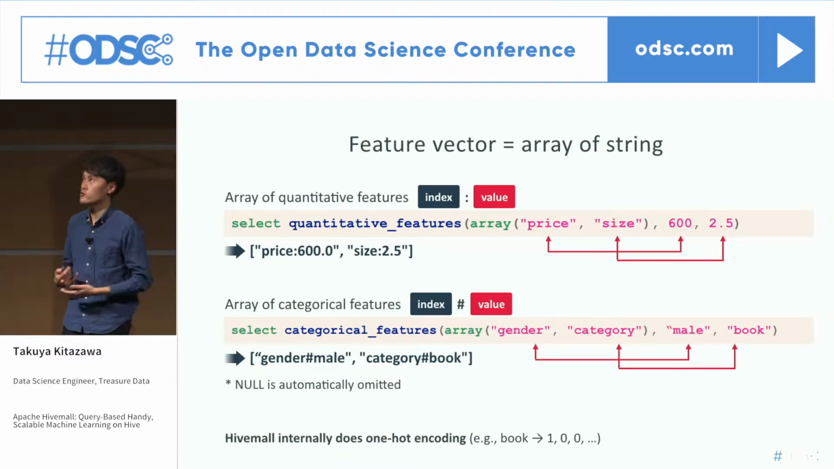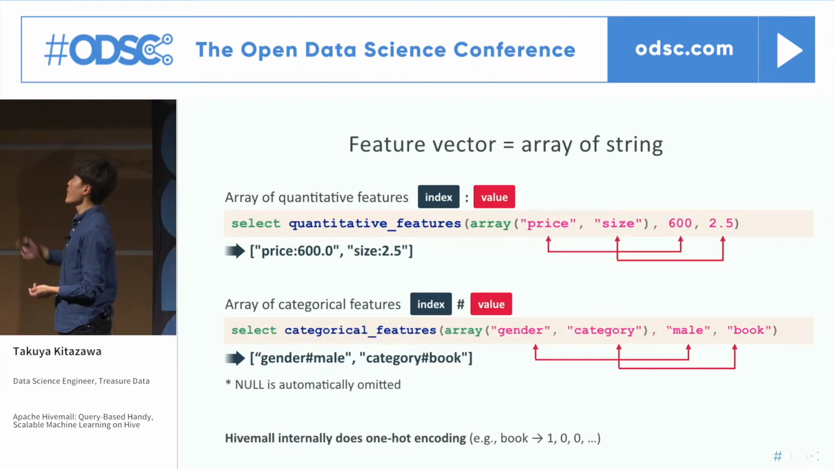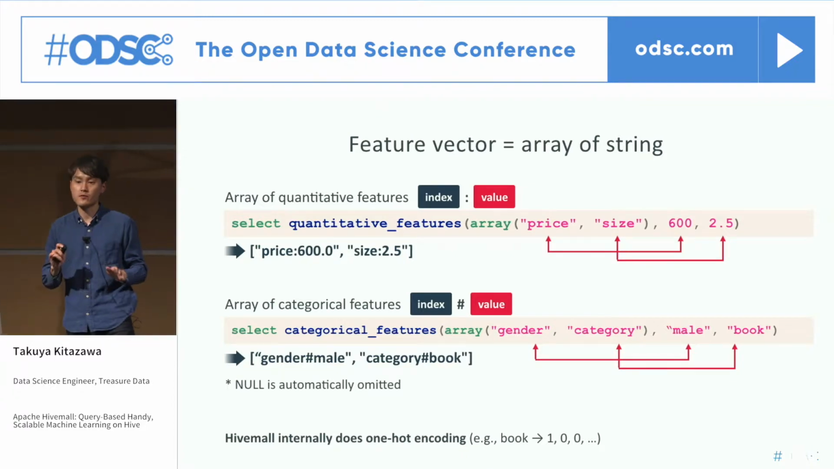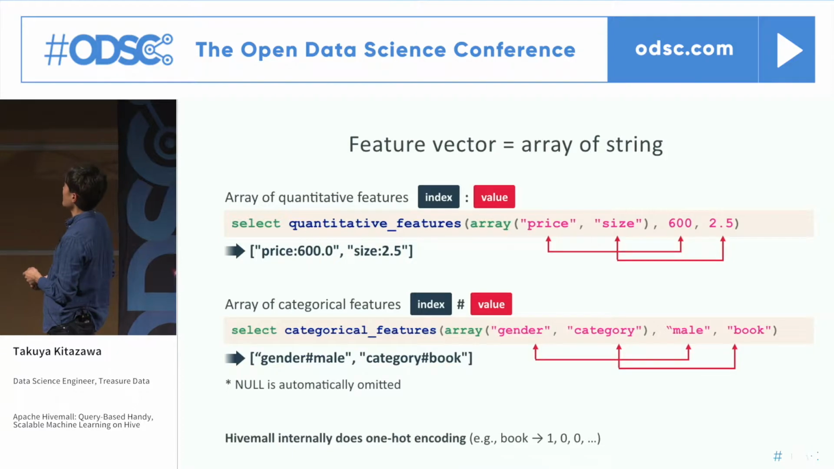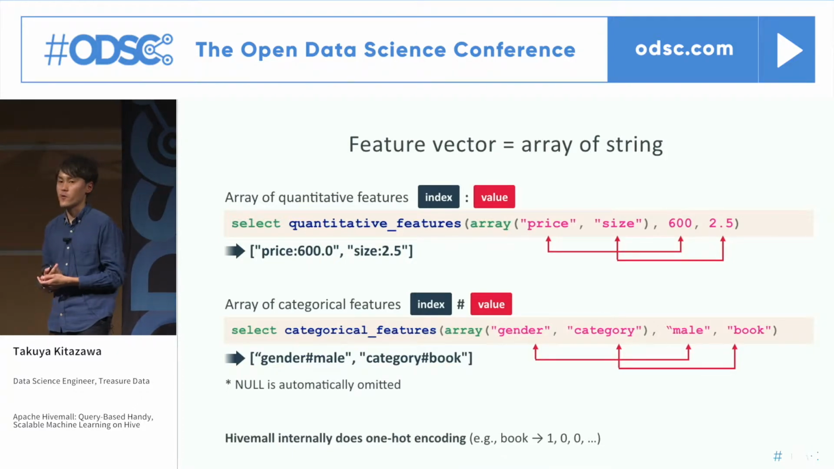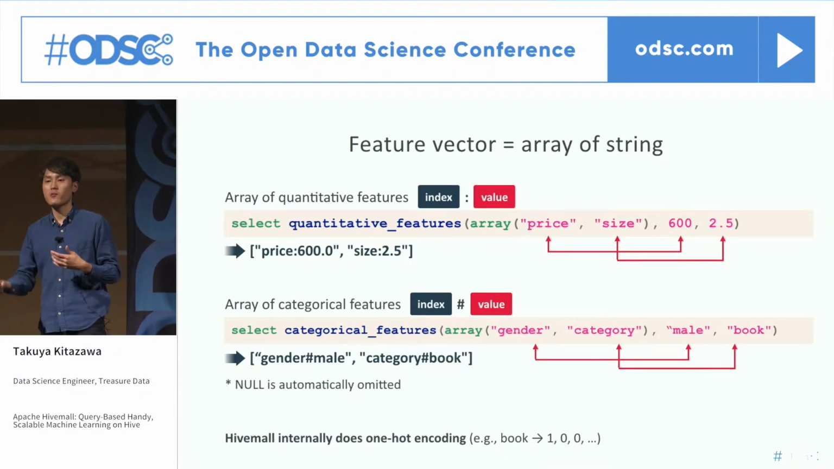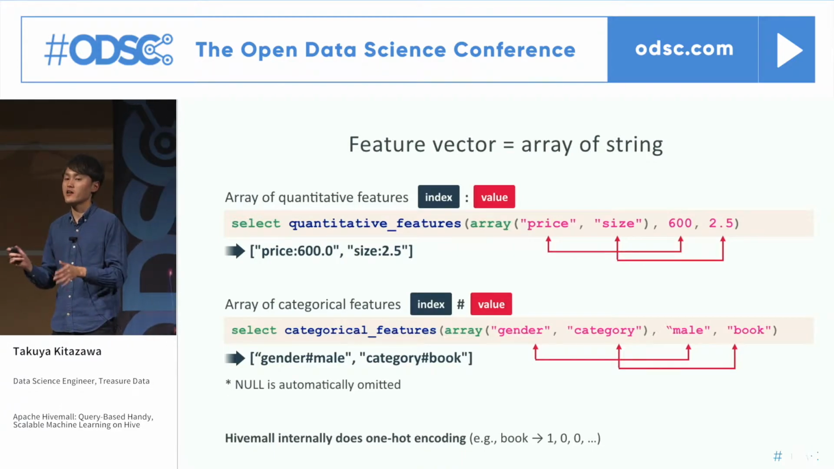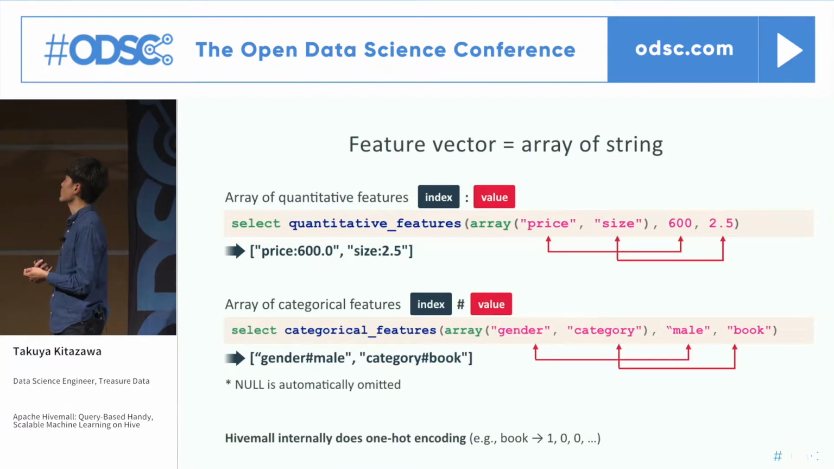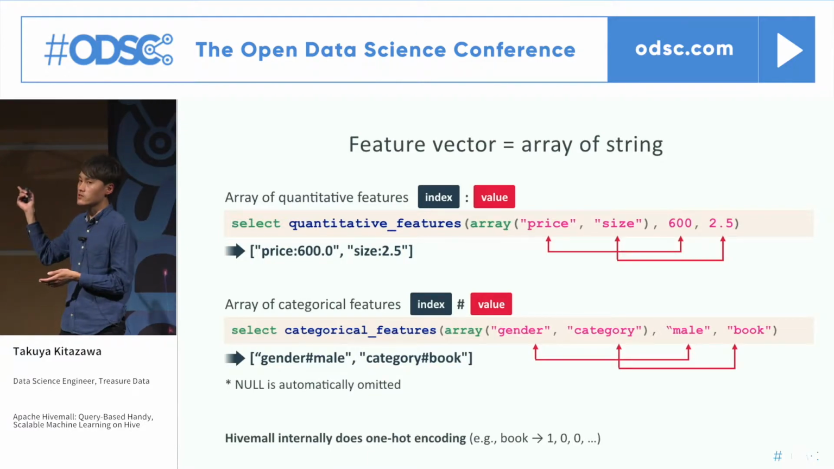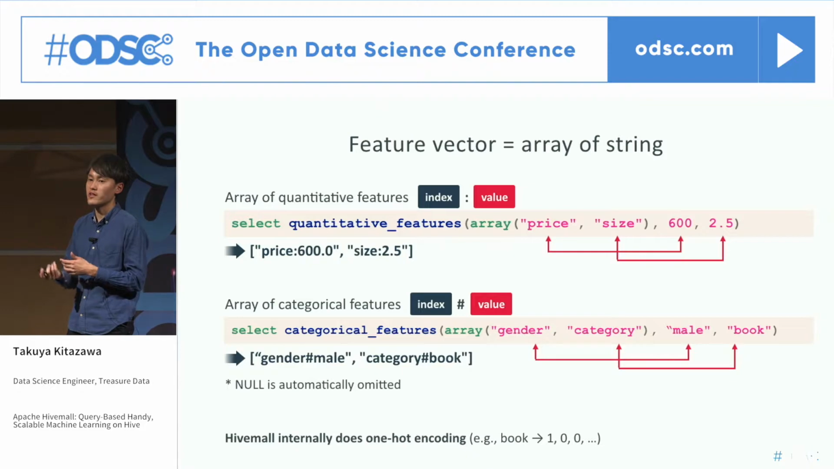Eventually, what Hivemall generates is an array of strings here: price 600 and size 2.5. For categorical features, the usage is pretty much the same. But the difference here is that missing values are automatically ignored. So if you want to interpolate some missing data, you have to do that before that. But anyway, null is automatically ignored. And for categorical features, Hivemall internally does one-hot encoding automatically based on the input.